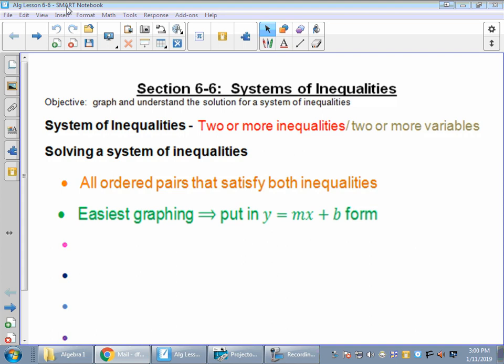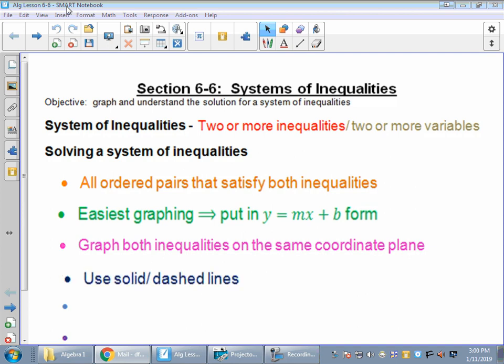Graphing is the easiest way to solve. And then, as we know, we're going to put it into y equals mx plus b form. Slope-intercept form is the way to go when you're graphing, and we know that's the easiest. So what we do is we graph both inequalities on the same coordinate plane.